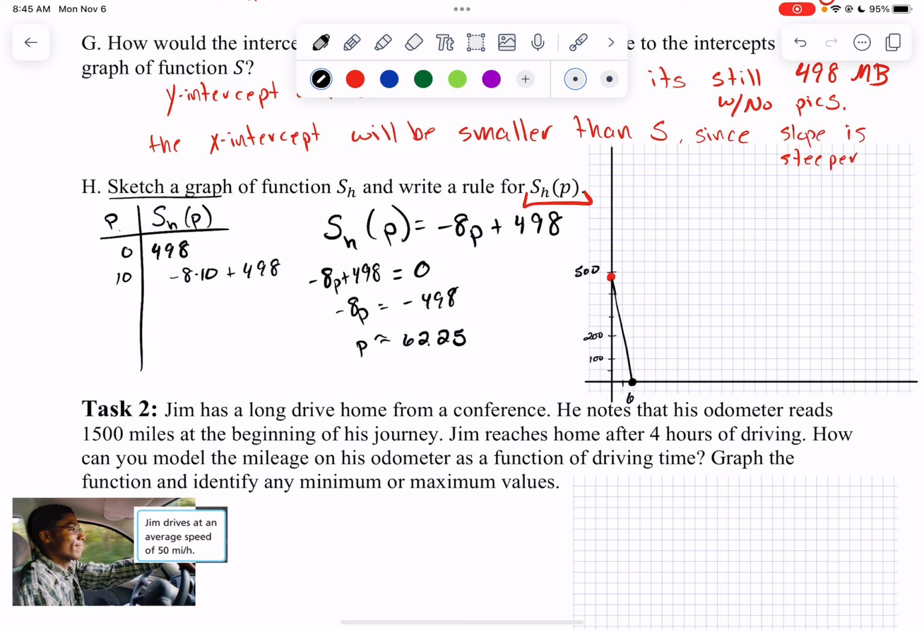So this would be the point 62.25 would be the 0. Again, 0.25 doesn't make sense in this context. I could take 62 pictures. I couldn't quite take 63. There wouldn't be enough available space for one more.